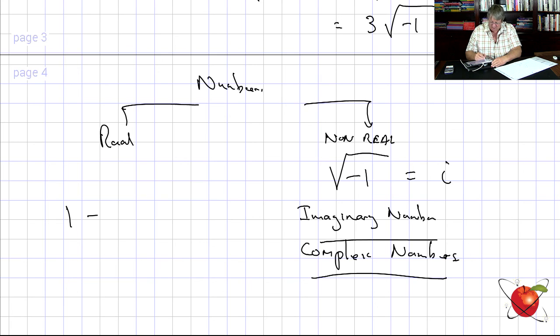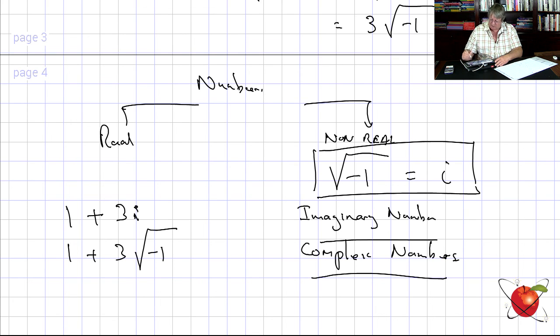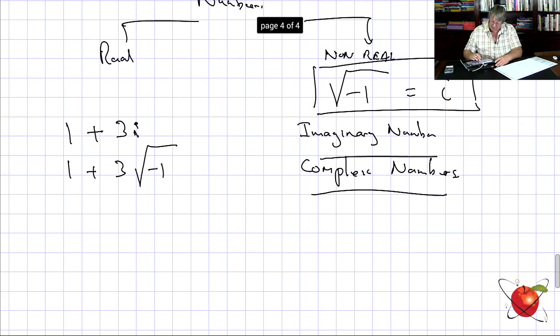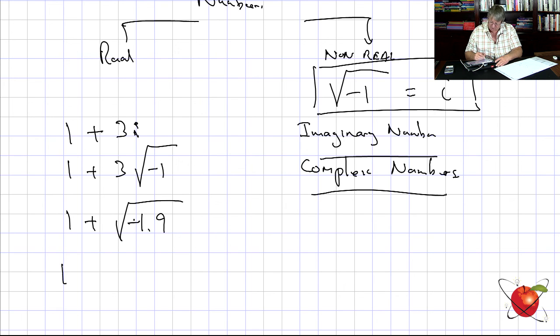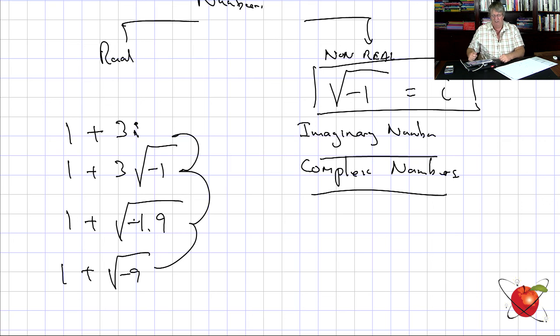So if you use the function on your calculator which says, please would you help me with this and solve it for me, and it gives you 1 plus 3i, what it actually means is 1 plus 3 times the square root of -1, because i is the square root of -1. That actually means 1 plus root -1 times 9, which is 1 plus root -9. That is how your calculator comes down to that i situation.